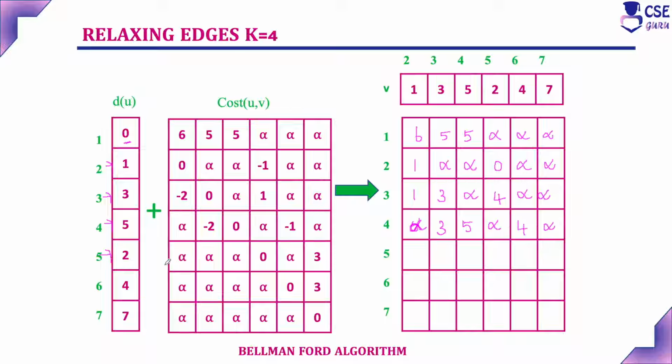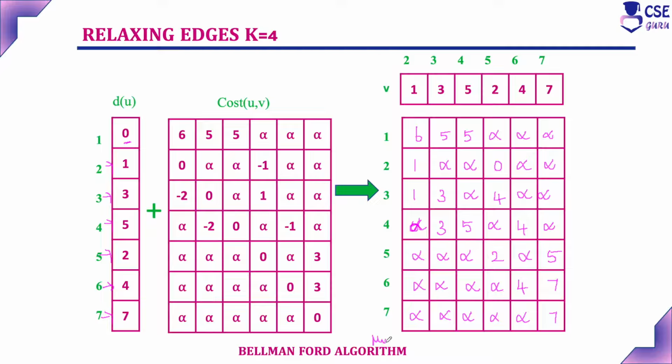Next for vertex 5, 2 plus infinite, this is infinite, 2 plus 0, 2, 2 plus infinite, 2 plus 3 is 5. Next for vertex 6, 4 plus infinite, so 4 infinites we will get, 4 plus 0, 4, 4 plus 3, 7. Next is vertex 7. So here all infinites we will get. Only the last column we will get 7. So this is the new cost matrix we got in the fourth iteration.